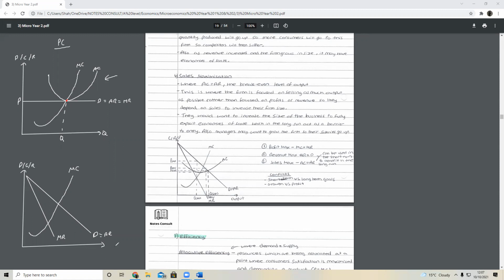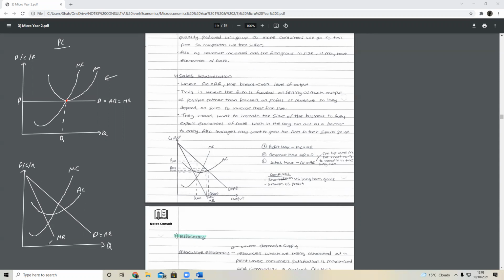So if I want to show supernormal profits, for example, where would I have to draw my average cost curve? Anyone know? Yeah, below the average revenue, because you have to keep your costs lower than your revenue. So remember, when you draw it, make sure your marginal cost is at the bottom of your average cost. So something like this.